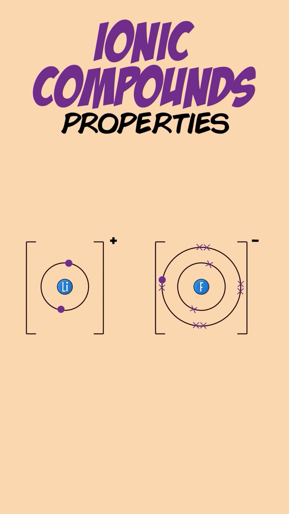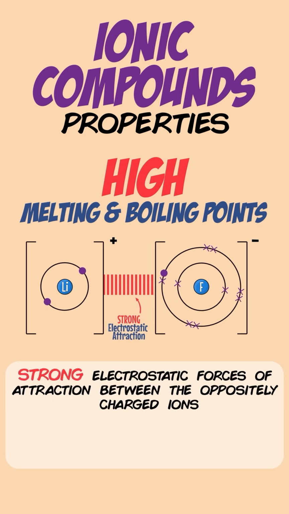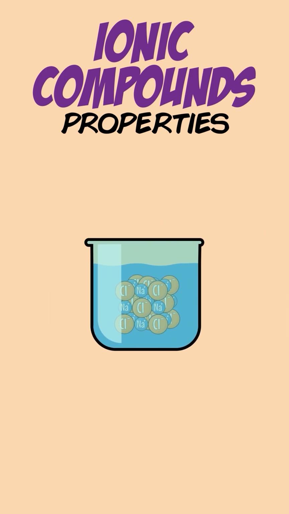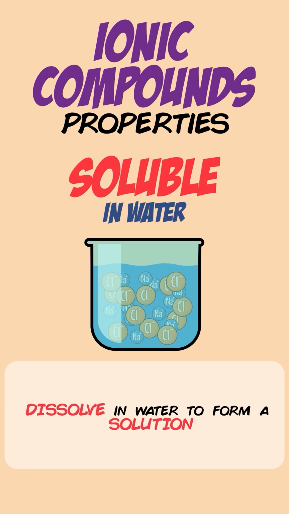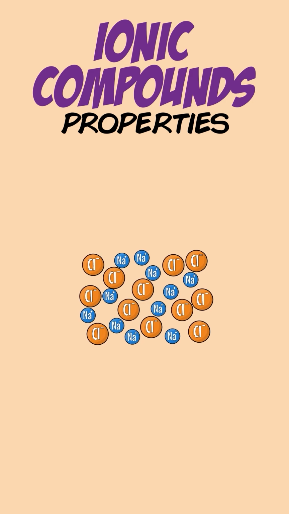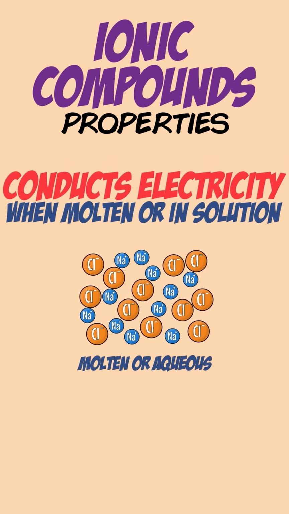The first is that they have high melting and boiling points, and this is due to the strong electrostatic forces of attraction between the oppositely charged ions, which need a large amount of energy to overcome. The second property of ionic compounds is that they're soluble in water, which means they dissolve in water and create a solution.